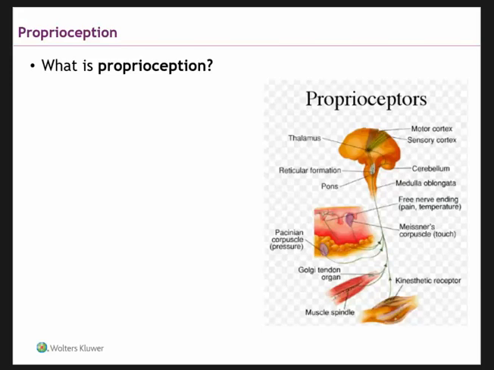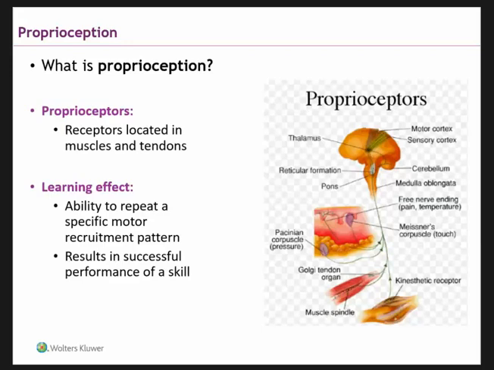This allows for a repeated complex skill to just feel right. And that's what the learning effect is. So we have all these proprioceptors located in our body, but the ones we're mainly going to focus on are GTO and muscle spindle. So we'll learn about each one of those on the next slide. But what are these kinesthetic receptors? What do they do for us?